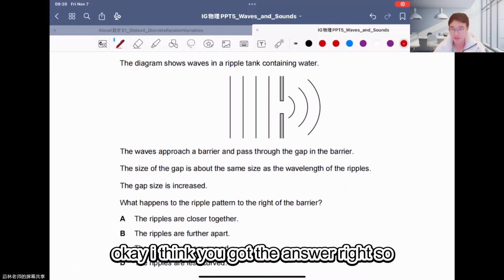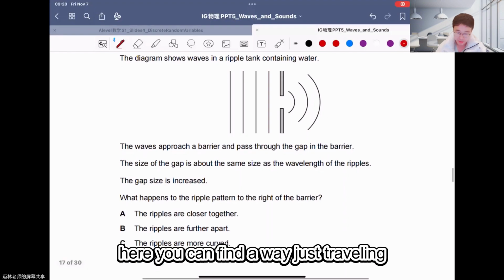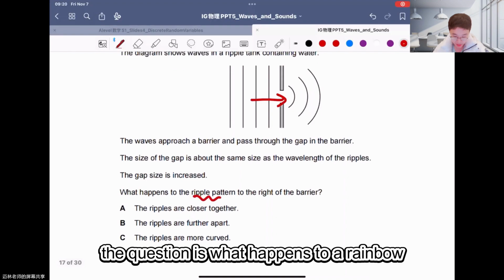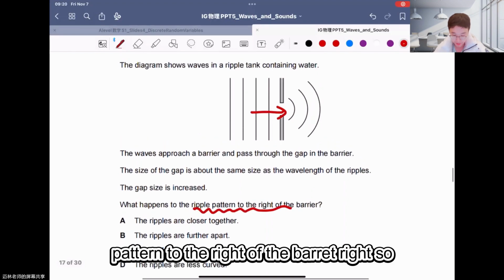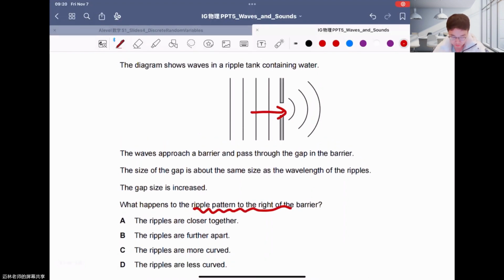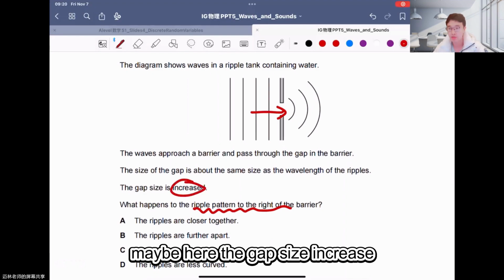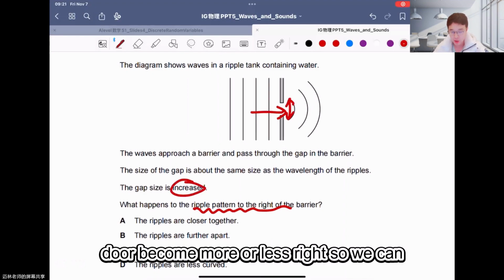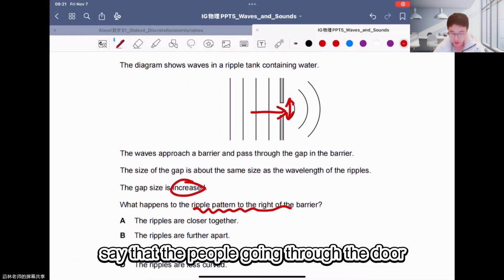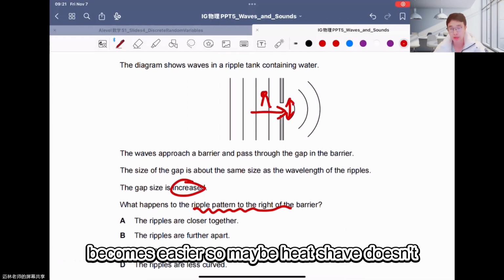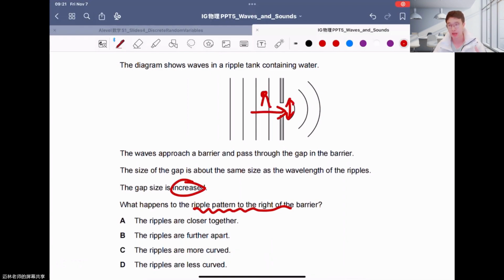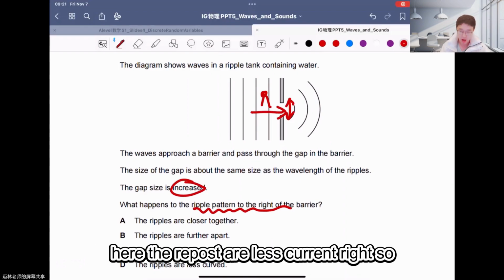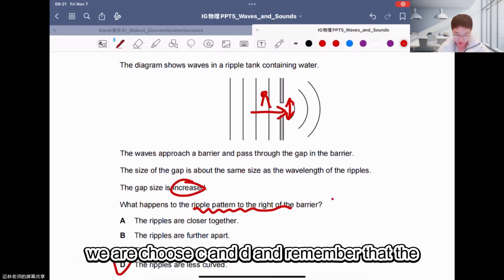Okay, I think you got the answer, right? So here you can find a wave traveling through a gap, right? And the question is what happens to the ripple pattern to the right of the barrier, right? So here the gap size increases, and gap size increasing just means the door becomes wider, right? So we can say that it becomes easier for the person to go through the door. Maybe his shape doesn't change anymore, right? Just going through very easily. So maybe we can say that here the ripples are less curved, right? So we are choosing D.